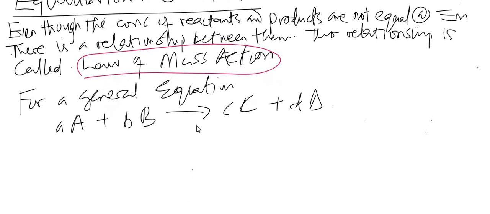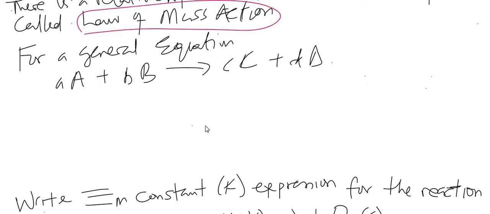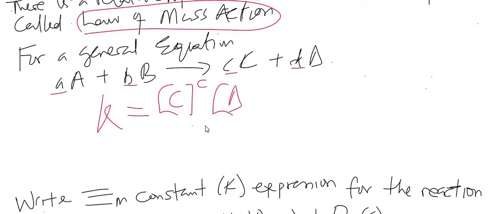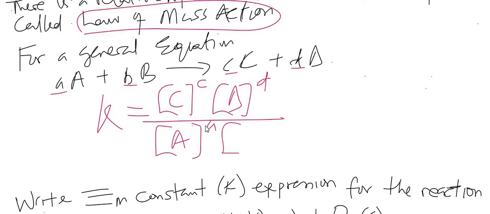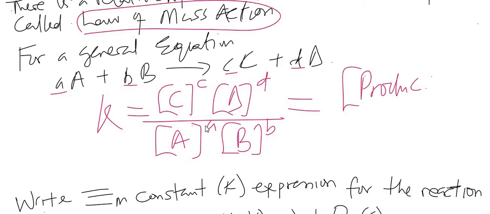For a general equation given as this, where the lowercase a, b, c, d represent the coefficients of these reactants and products, we can write the equilibrium constant expression as the concentration of C raised to the power of its coefficient, multiplied by the concentration of D raised to the power of its coefficient, divided by the concentration of A raised to the power of its coefficient, multiplied by the concentration of B raised to the power of its coefficient. So we can say that this represents the concentration of products over the concentration of reactants.